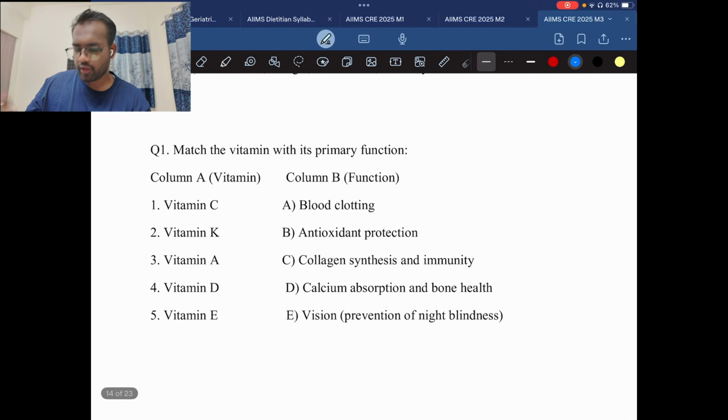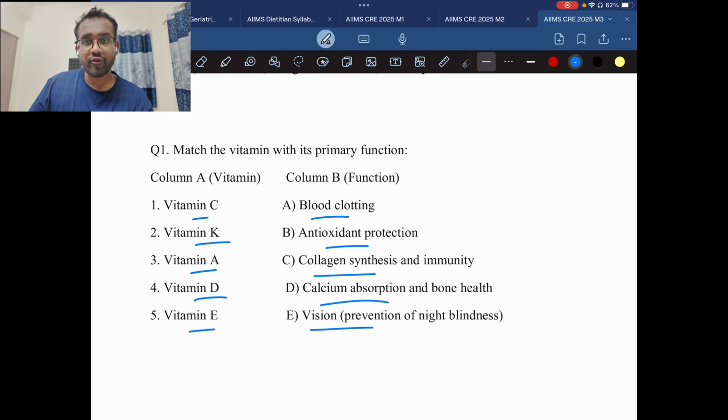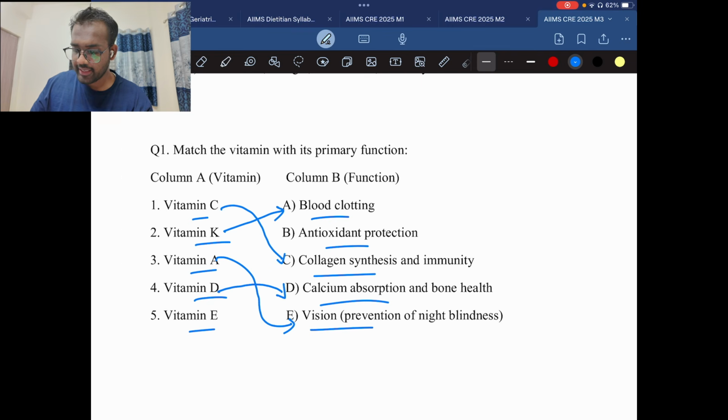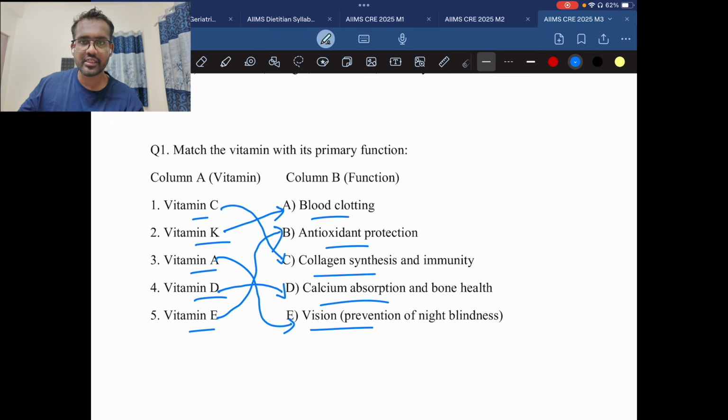We'll discuss a match the following question. They have given vitamin C, vitamin K, vitamin A, vitamin D, vitamin E, and the options here are blood clotting, antioxidant properties, collagen synthesis, calcium absorption, and vision. Vitamin C is helpful in collagen synthesis. Vitamin K is very easy, blood clotting, I just talked about it. Vitamin A helps in vision, which I spoke about in my previous questions. Vitamin D helps in calcium absorption, which I have also explained in detail. Vitamin E is a potent antioxidant. So these are the matchings.